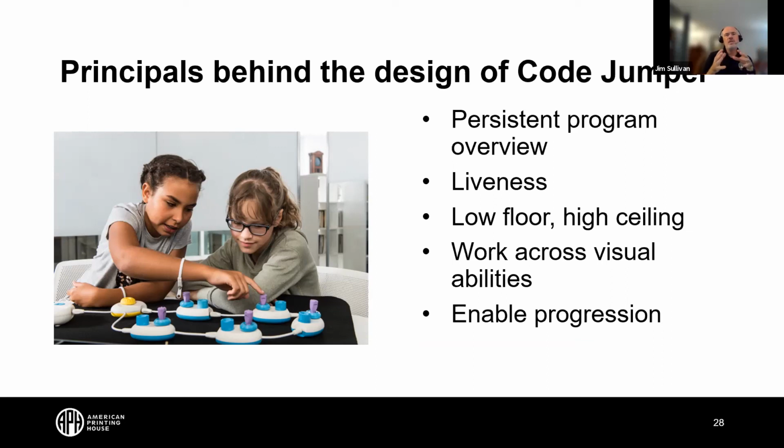But those principles were a persistent overview of the program, being able to see the big picture, the liveness, that immediate response, that low floor, high ceiling, from basic concepts to more advanced concepts, and work across visual abilities. Students with low vision, students who are blind, and students without any visual impairments would all be able to use this, and they would be able to take these concepts with them elsewhere. For instance, as John pointed out, they are concepts he uses nearly every time he begins to work on a program. So obviously they would be in other programs and courses that the kids would be engaging in down the road. Those were all behind the design of CodeJumper.